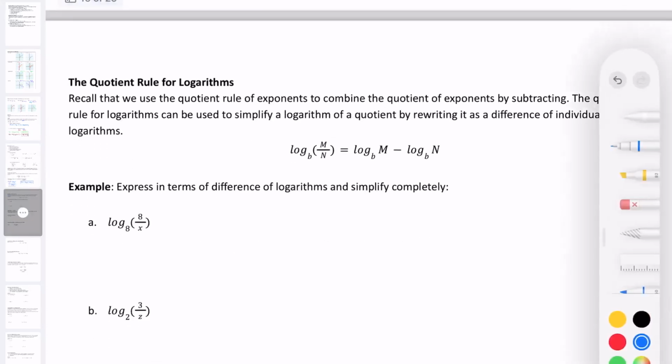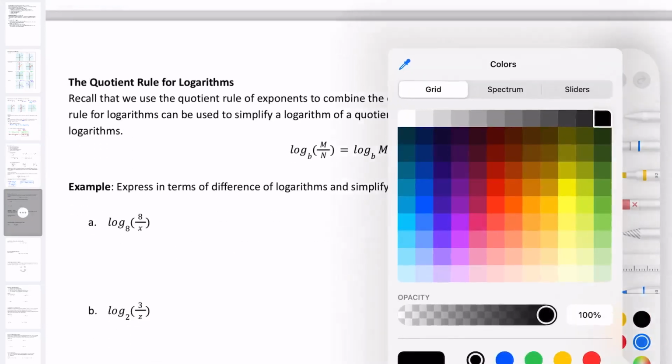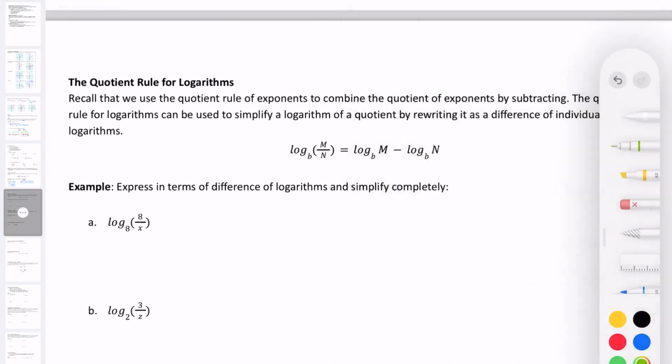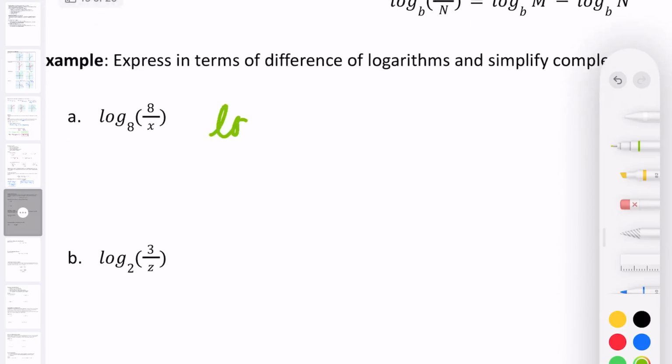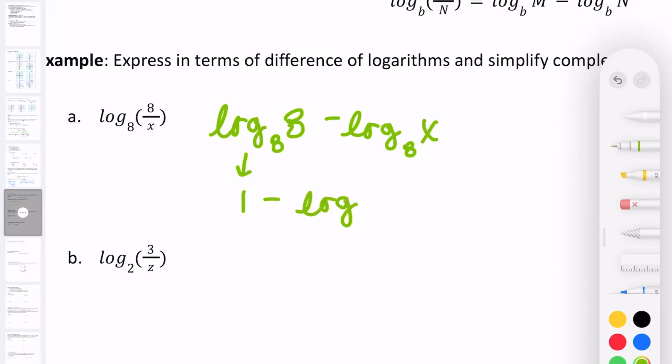The quotient rule works very similar to the exponential quotient rule. So now you'll notice that when two terms are being subtracted, we can rewrite them as division inside the logarithm. Let's go ahead and do that with this next example. We're going to have log base 8 of 8 minus log base 8 of x, keeping in mind again that this first term will simplify to 1. So here's our fully simplified answer.